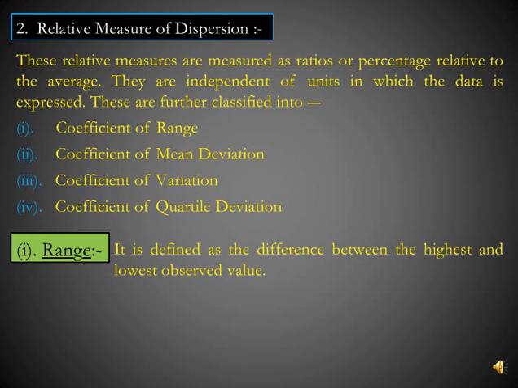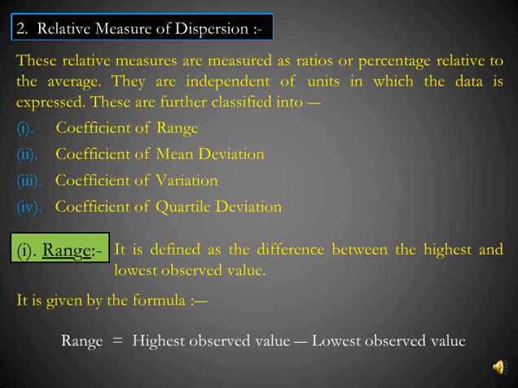First one was range. It is one of the most simple and commonly understandable measures of dispersion. It is defined as the difference between the highest and lowest observed value. So it is given by the formula: range is equal to highest observed value minus lowest observed value.